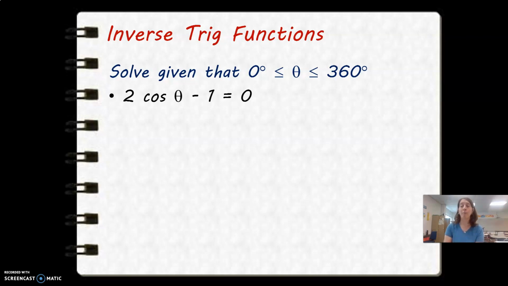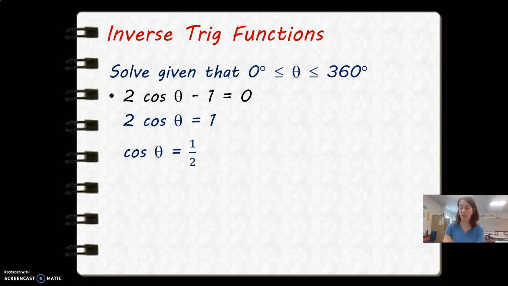Just like any other basic algebra equation, we want to get the variable part by itself first. What's the variable part that I have in the question? Cosine theta. The theta has to stay attached to the cosine as we continue to work on our question. So the first thing I want to do to get the cosine part by itself is add 1. So I have 2 cosine theta is equal to 1. Now, to continue getting cosine by itself, I need to get rid of the 2 right in front of it. So it says cosine theta is equal to 1/2.